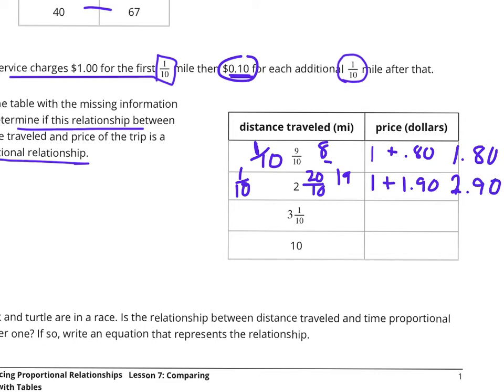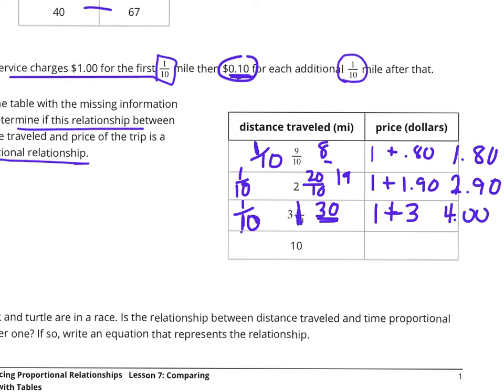For 3 miles, that first 1/10 we're going to pay for. So that's $1. And then 3 miles left is 30 tenths. So we need to pay 30 times that 0.10, that's $3, which is going to leave us a total bill of $4.